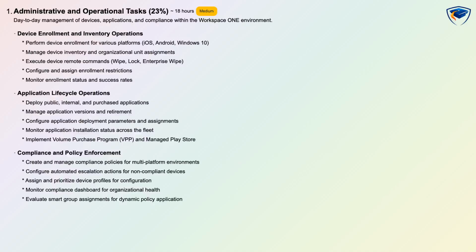the Workspace 1 environment. This domain is medium difficulty and candidates should plan about 18 hours of study with scenario-based assessments. You will learn device enrollment for iOS, Android, and Windows 10, inventory operations, remote device commands like wipe and lock, enrollment restrictions, and monitoring enrollment success. Application lifecycle tasks are included, such as deploying public and internal apps, managing versions, using VPP and managed Play Store, and monitoring installation status across the fleet.